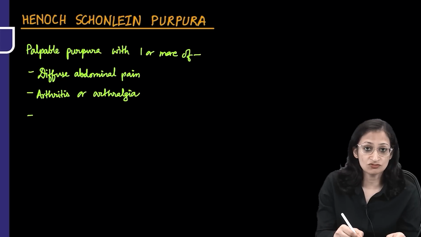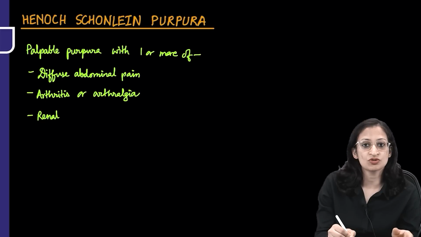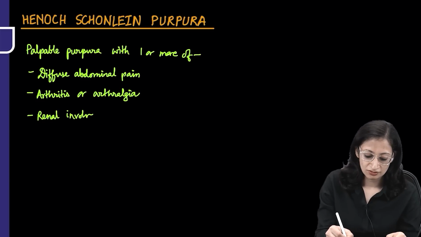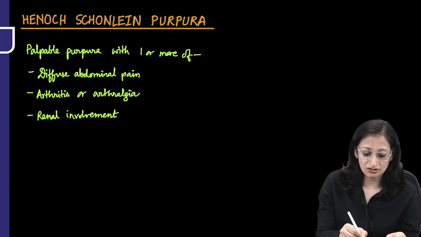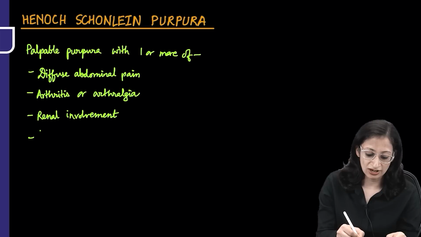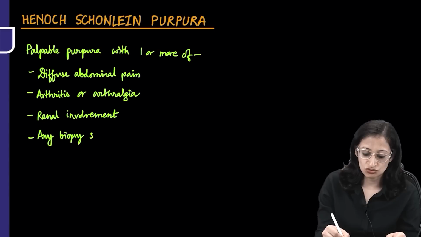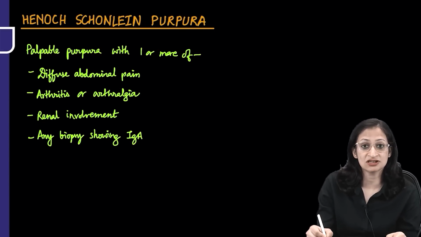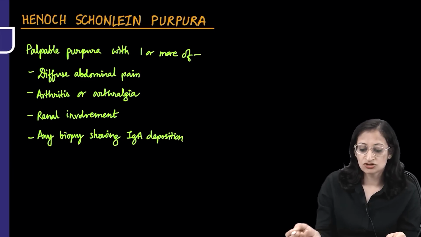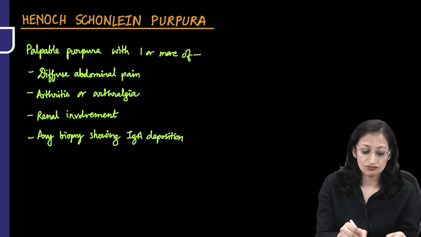Or there can be renal involvement in any form. So there can be acute kidney injury, or there can be some proteinuria, hematuria and so on. So renal involvement can be there, or any biopsy showing IgA deposition. So it can be kidney biopsy, it can be skin biopsy. So IgA deposition in any biopsy. So that is the diagnostic criteria for Henoch-Schönlein.